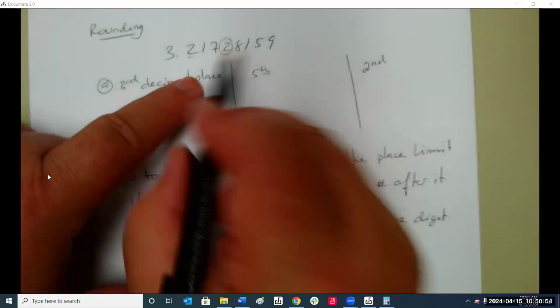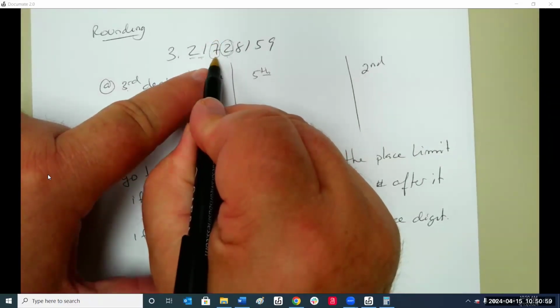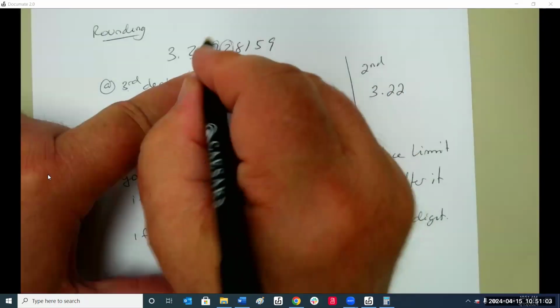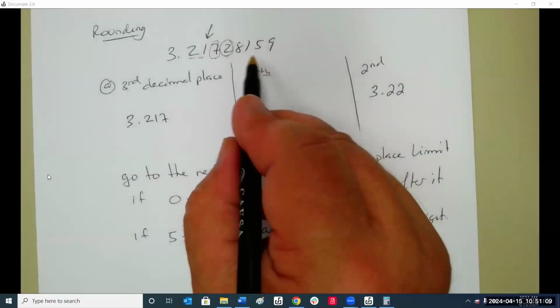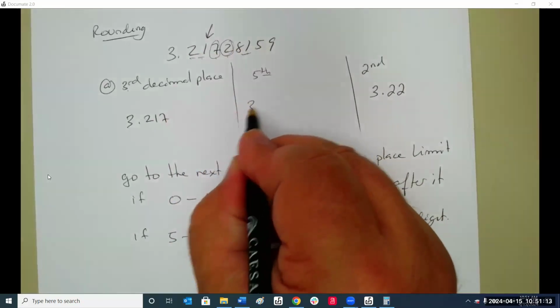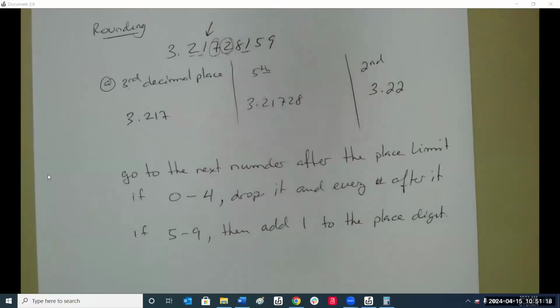Okay, the second one. We went the second, so we go to the 3rd. It's between 5 and 9, so we add 1 to the 2nd place digit. The 5th one, 1, 2, 3, 4, 5, go to the 6th. It's between 0 and 4, so just leave it alone.